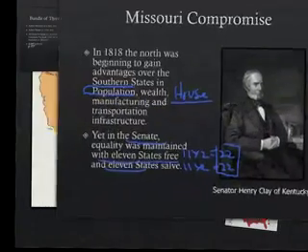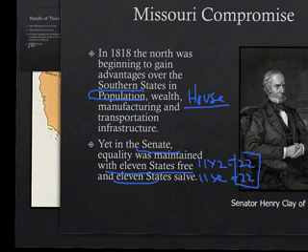Missouri comes in as a slave state or as a free state. If it comes in as a slave state, then you add 2 here. And then the slave southern states have a 2-seat advantage in the United States Senate.